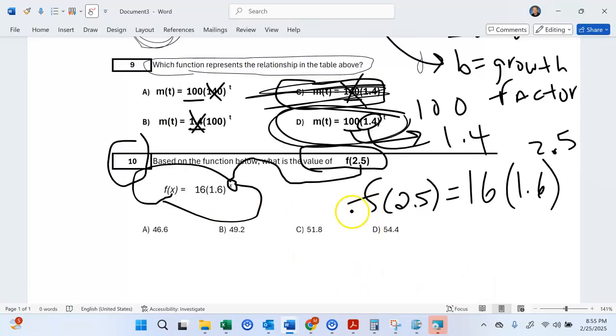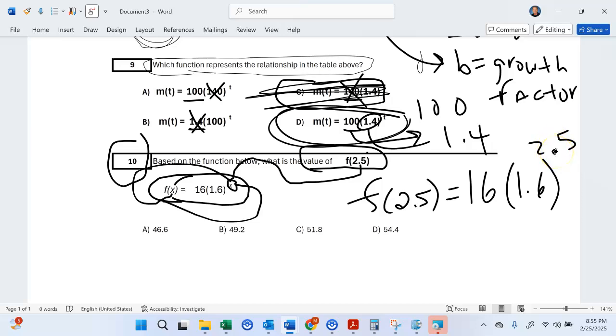So the next kind of problem we have is number 10. Number 10 is a new function, okay? So the function is right here. And what f of 2.5 means, we learned about this before. All we have to do is remember that 2.5 is the input, or that would be x in this case, right here. So that means that f of 2.5 is equal to this function, 16 times 1.6 right here, but to the power of 2.5.